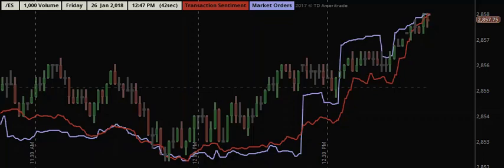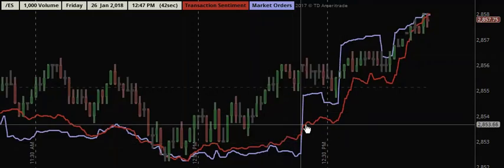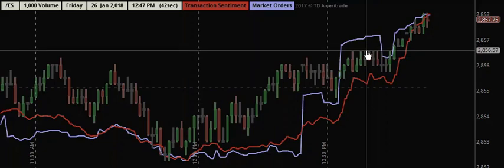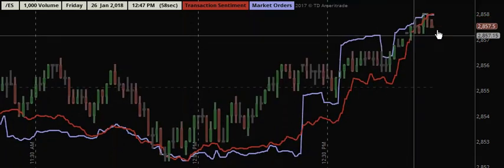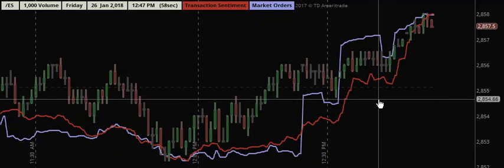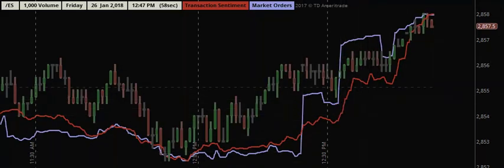All right, I hope that was informative to see how market orders and transaction sentiment can help determine if a high is being bought up and has an expectation of being broken. And I hope I made it clear the connection between an overall analysis and interpreting this indicator.